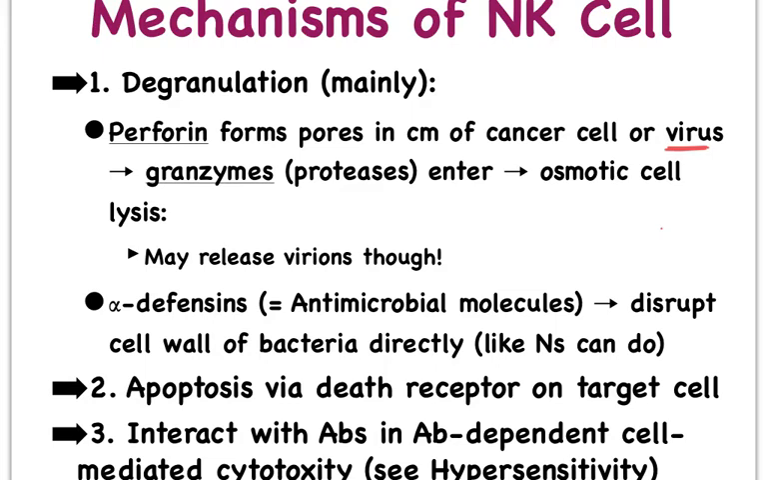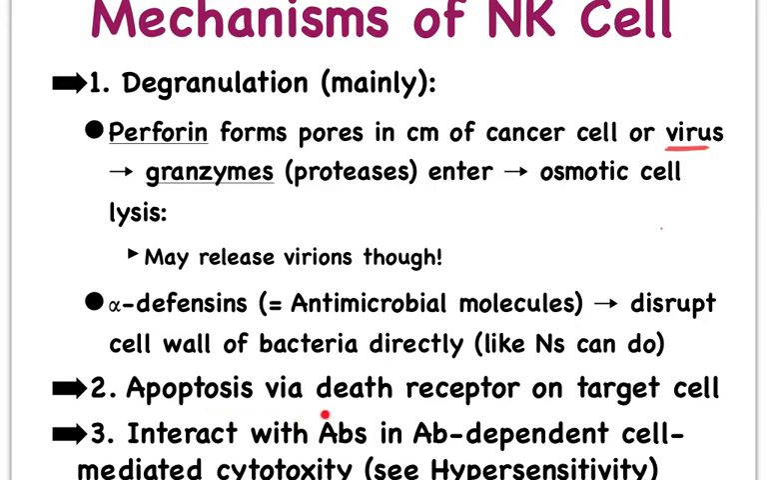Degranulation can also lead to the release of these molecules that are going to kill various microbes. They're called defensins, more specifically alpha defensins. And the way they destroy bacteria in particular is by literally impacting or destroying the wall of the bacteria.